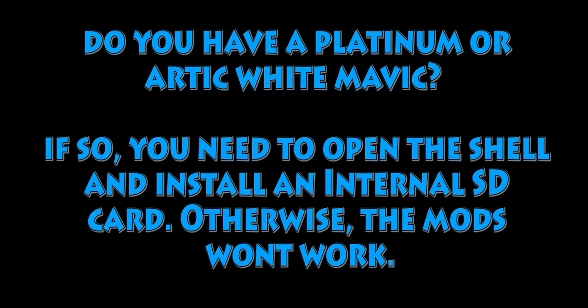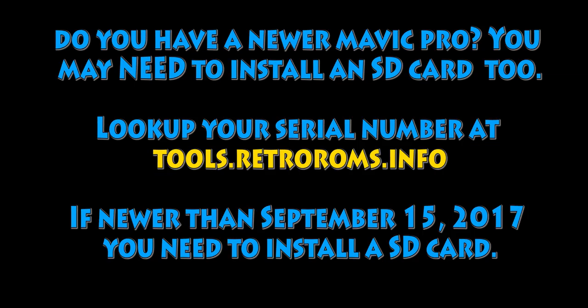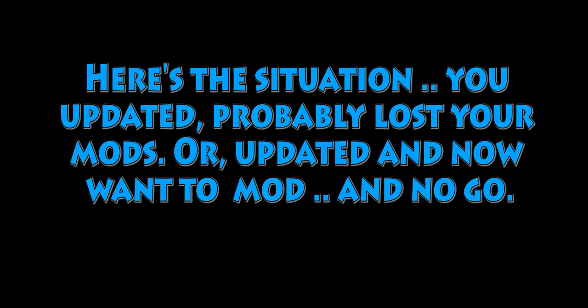A couple call outs. If you have a Platinum, Arctic White, you need an internal SD card installed. You need to pop the shell. Or if you've got a newer Mavic Pro, after the September 15th of 2017, you're going to need to install that as well. You can go to tools.retroroms.info and look up your serial number. So let's take a look at the situation.